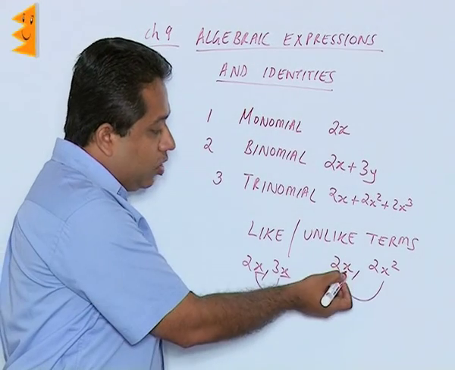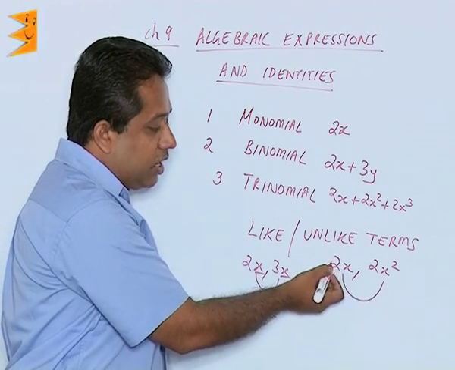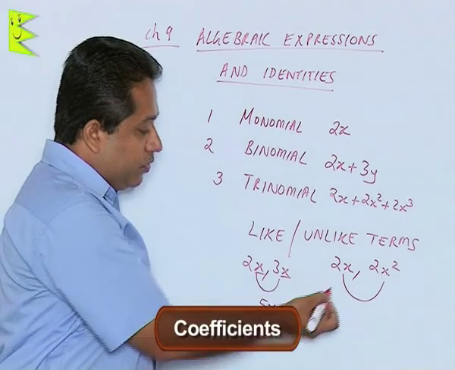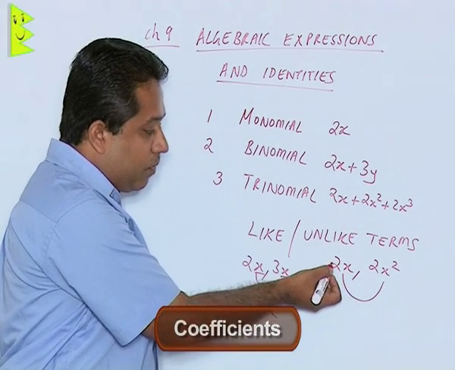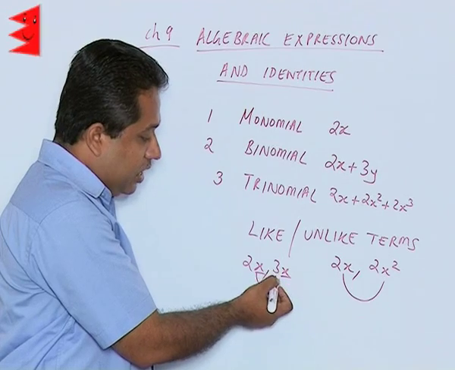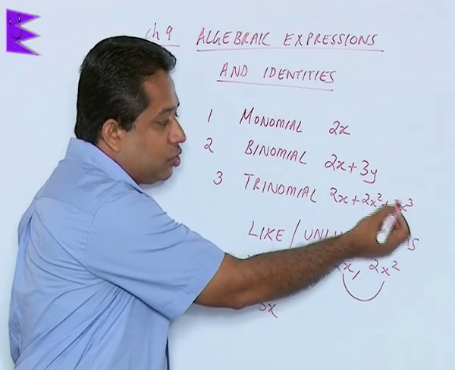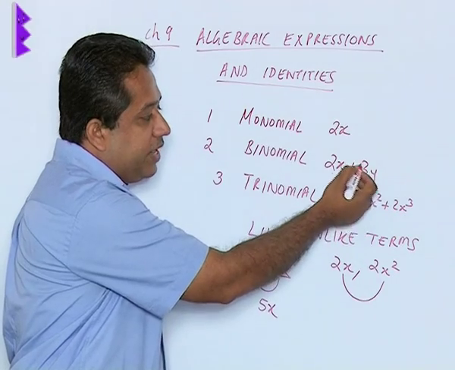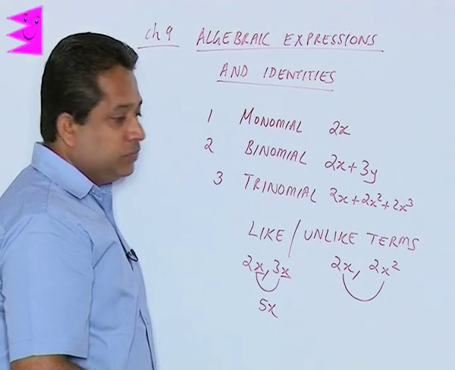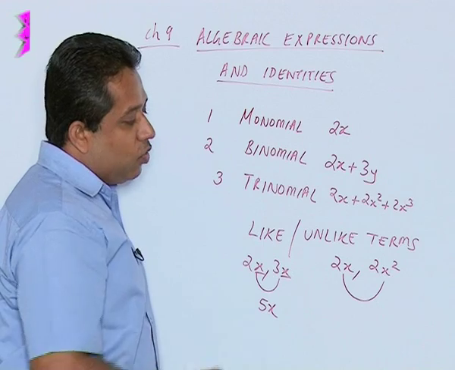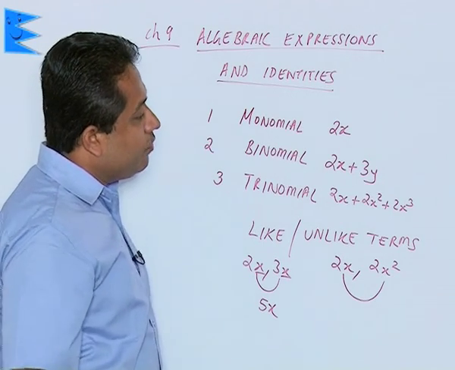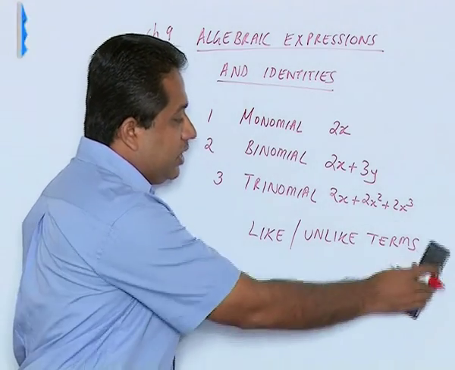The number along with these variables are known as the coefficients. So, we can say coefficient of x here is 2, coefficient of x here is 3, coefficient of x here is 5, coefficient of x cube is 2, coefficient of y is 3 and so on and so forth. So, we can easily find out the coefficients if the terms are given.